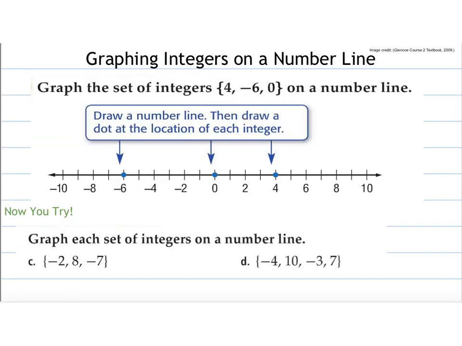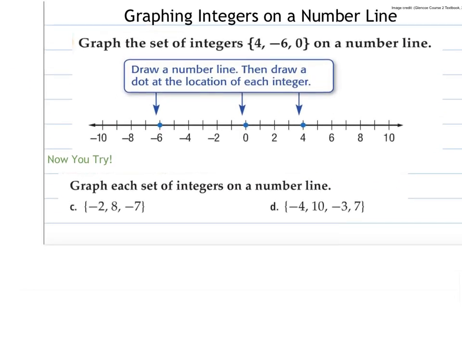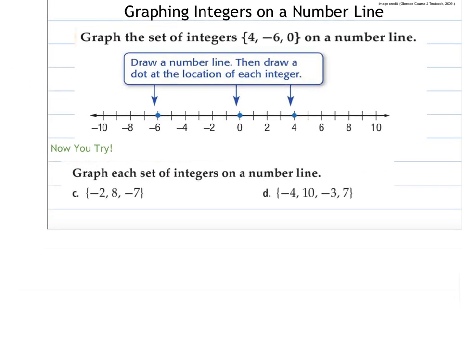Okay, so now we are looking at graphing integers on a number line. So we have this number line, we've got 0 in the middle, it's going positive to the right, negative to the left, and we are looking to graph 4, negative 6, and 0. If you look, they already did those for us. So we found where 4 is, where negative 6 is, and we plotted them. So now a couple for us to try.